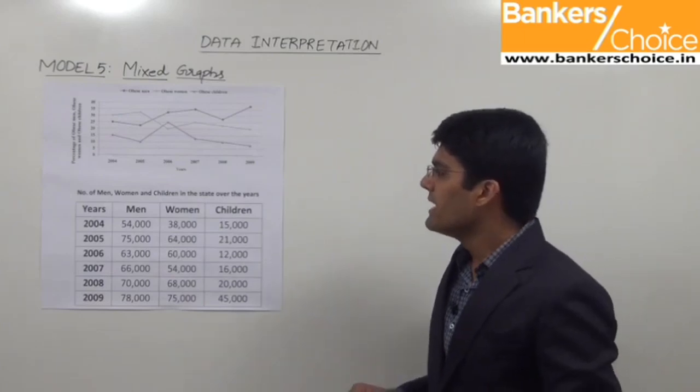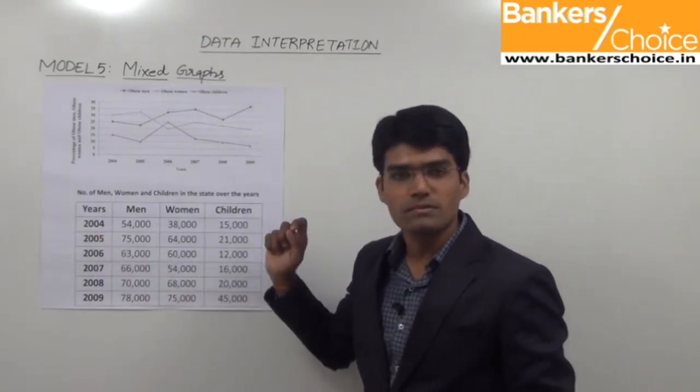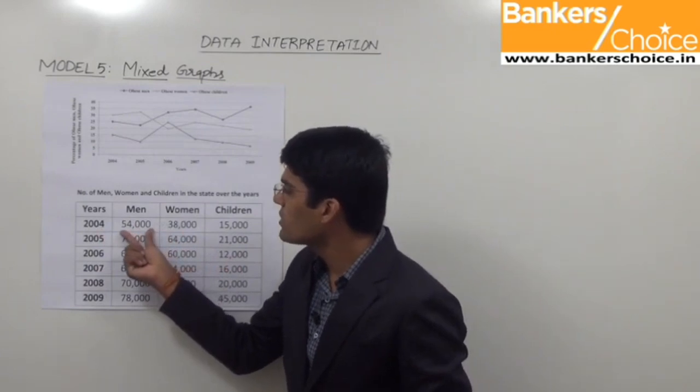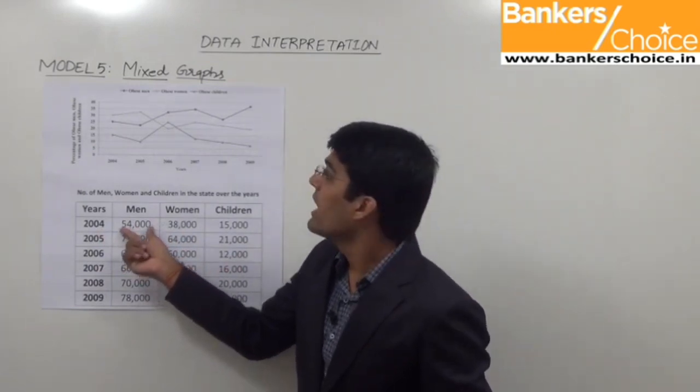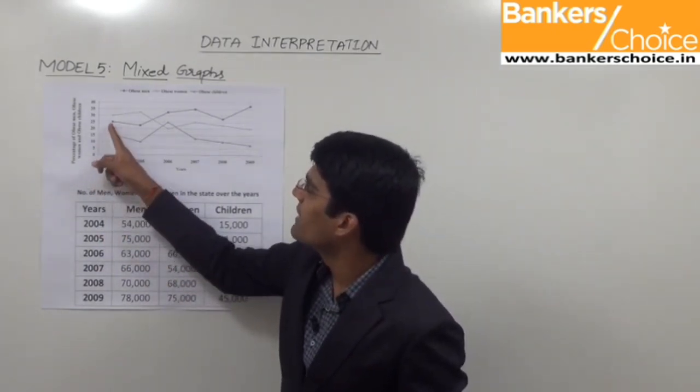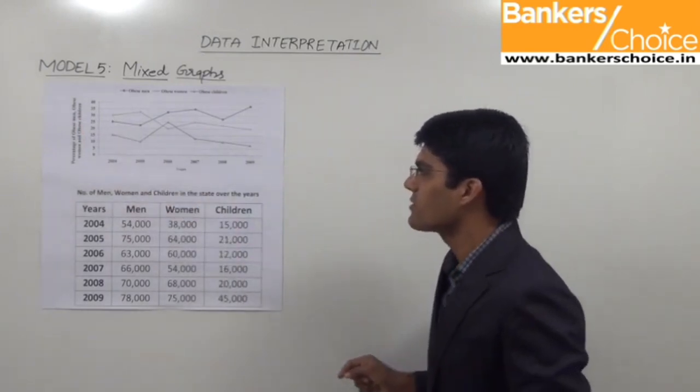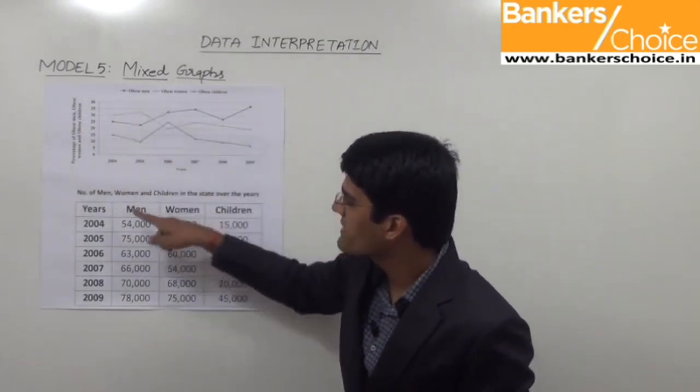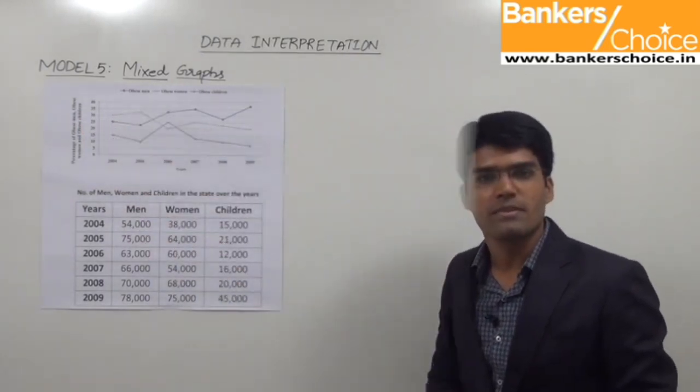For example, let's say we have to find out how many men were obese in the year 2004. Now we know that in 2004 total men were 54,000 and the percentage of obese men in 2004 was 25%. So we can take it as 25% of 54,000.